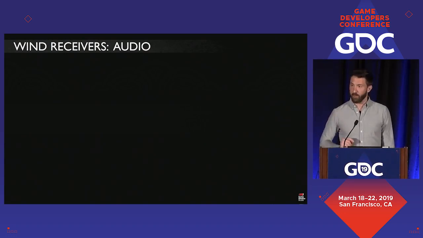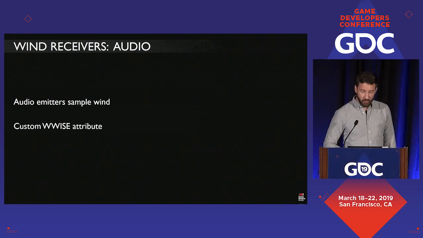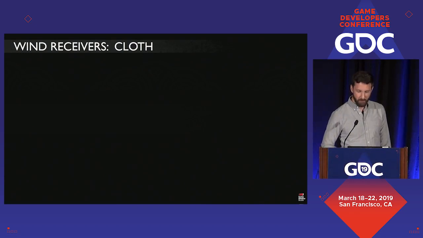Audio. This is going to be quick because I don't know what I'm talking about. Sometimes audio wants to know the wind speed. So we use a custom WWise attribute so that they can use this value to mix. I told you it'd be quick.